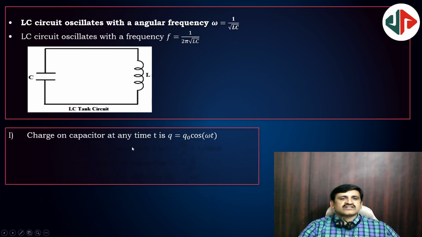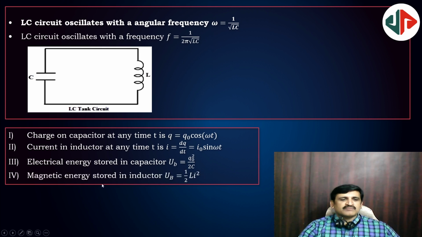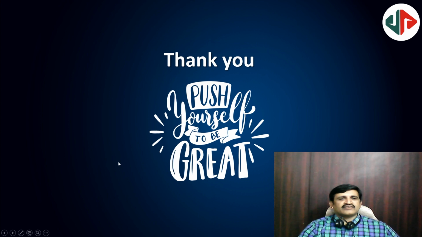Charge on the capacitor at any time t is Q equal to Q naught cos omega t. Current in the inductor at any time t is I equal to dq by dt, I naught sin omega t. Electrical energy stored in the capacitor is U equal to Q naught square by 2C. Magnetic energy stored in the inductor is half L I square. With these formulas we can do the majority of sums.